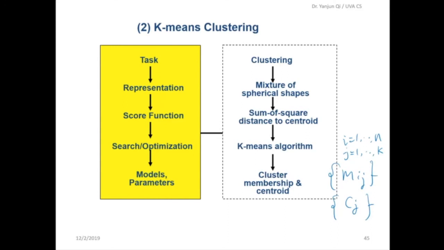And the loss function you are optimizing is the sum of squared distances to the centroid. And the method is an iterative method. It's a special case of EM. And then the model is the cluster membership and the centroid, which are represented as Mij and Cj. Mij is an n times k matrix. Each Cj is a p-dimensional vector. And there are a total of k Cj vectors.